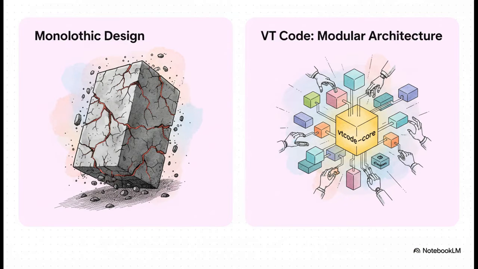This slide really says it all. Instead of building one giant monolithic application where everything is tangled together, VT Code smartly separates its core logic, that's the VT Code core library, from the command line tool you actually interact with. And this is a total game changer, because it means other developers can just grab that core library and build their own custom tools on top of it.